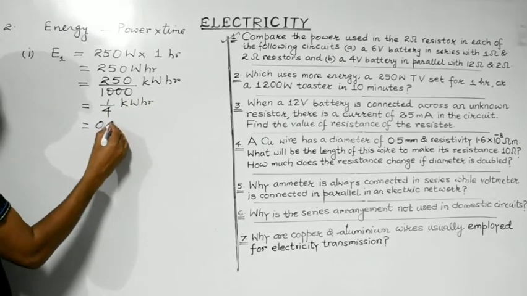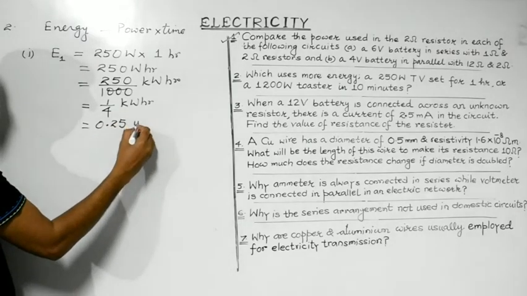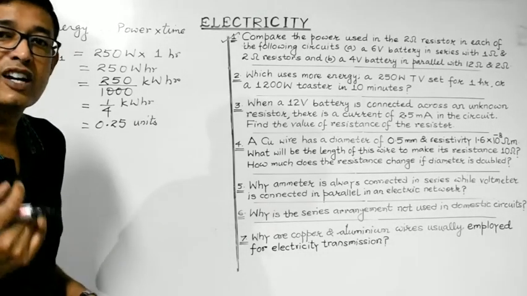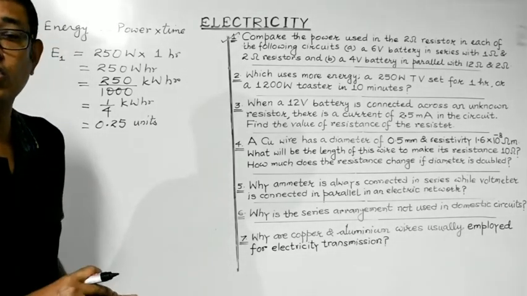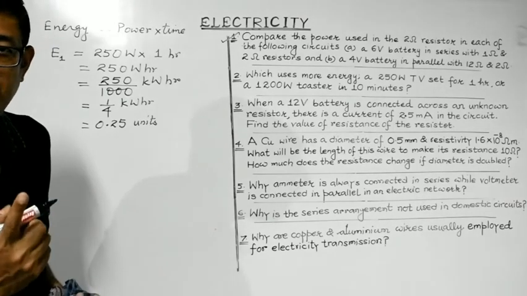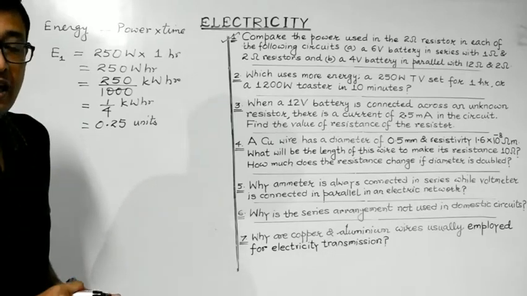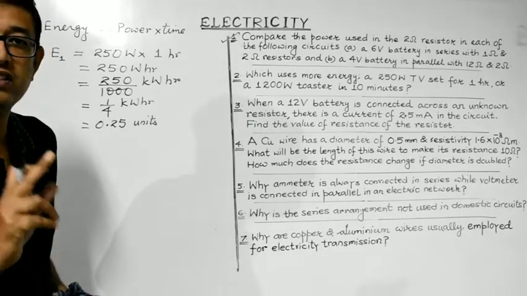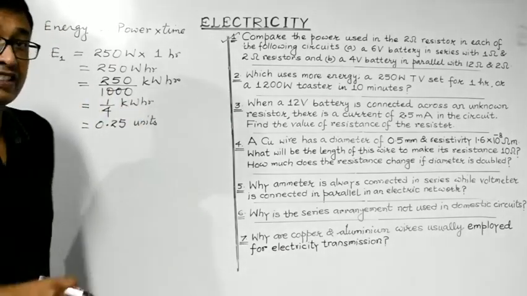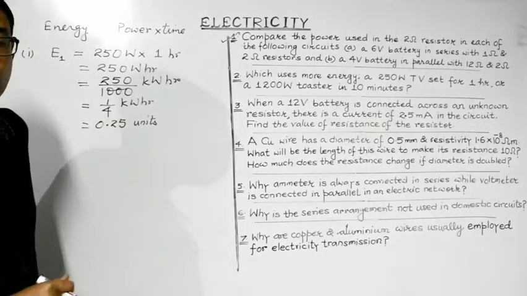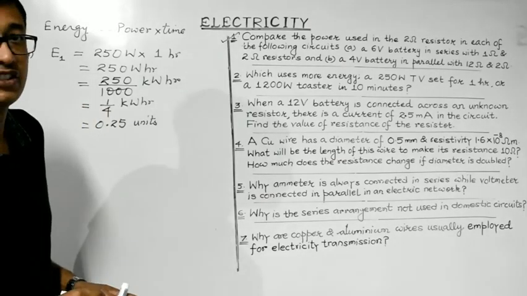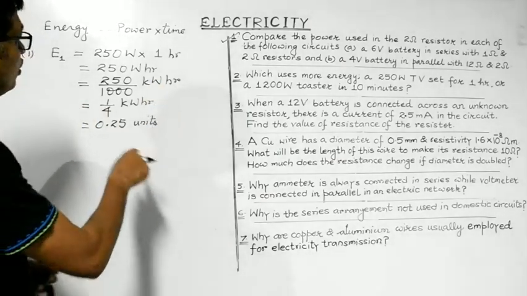That is 0.25 units. As we are aware, kilowatt hour is the commercial unit of electrical energy. It is also known as BOT, B-O-T, Board of Trade Unit. 1 unit means 1 kilowatt hour. And 1 kilowatt hour in SI is 3.6 into 10⁶ joules. So this is in kilowatt hour. The electricity bill comes in this unit, right? 1 unit stands for 1 kilowatt hour. So 0.25 units of electrical energy is consumed if the TV set is used for 1 hour.